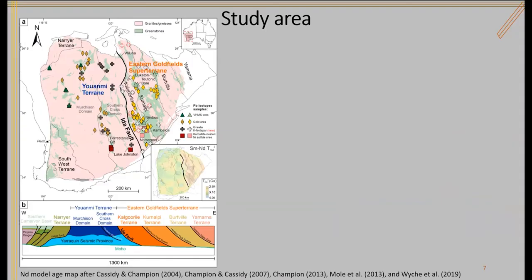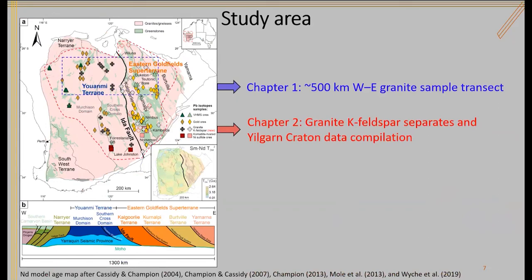I'm using this granites versus greenstones map of the Yilgarn craton in order to highlight the locations of the sample sets that I used for the lead isotope chapters, which is a granite east-west sample transect across the major craton scale Ida fault for chapter 1. It's a sample compilation of published mostly ore lead data, in addition to a couple of granite K-feldspar separates that we analyzed for the first time for chapter 2. And it's a monzogranite target rock sample from the Yarra Baba impact structure for chapter 3.